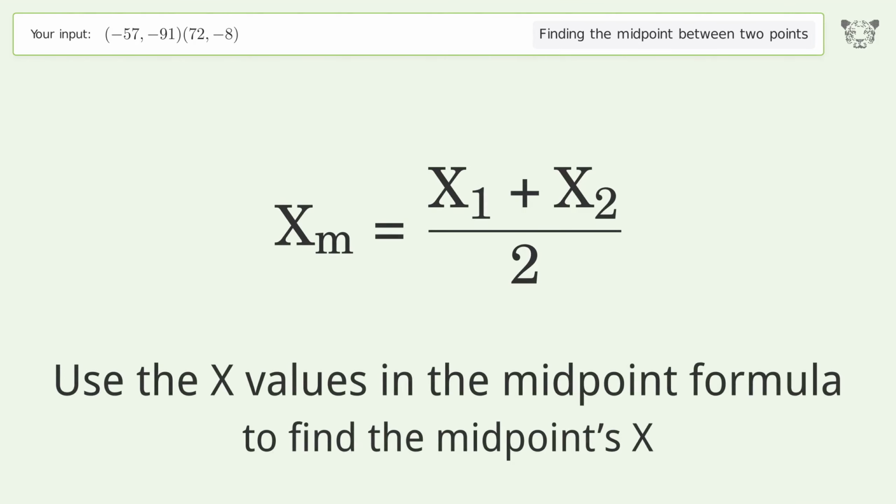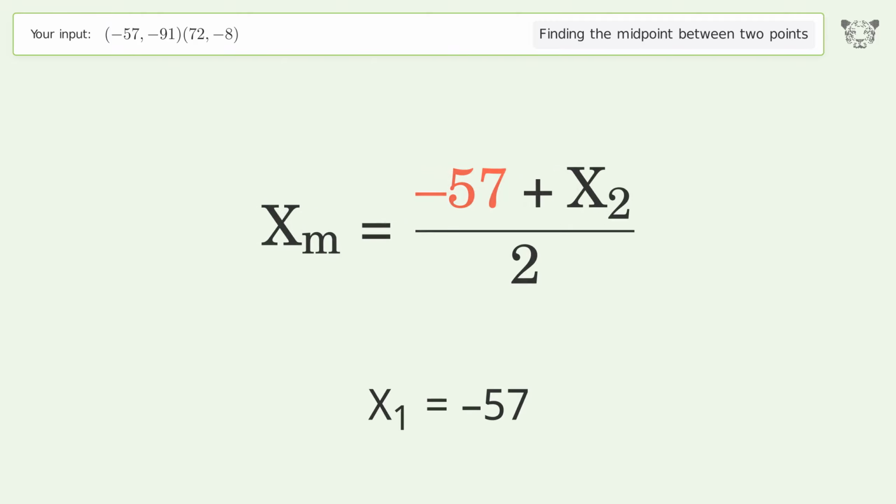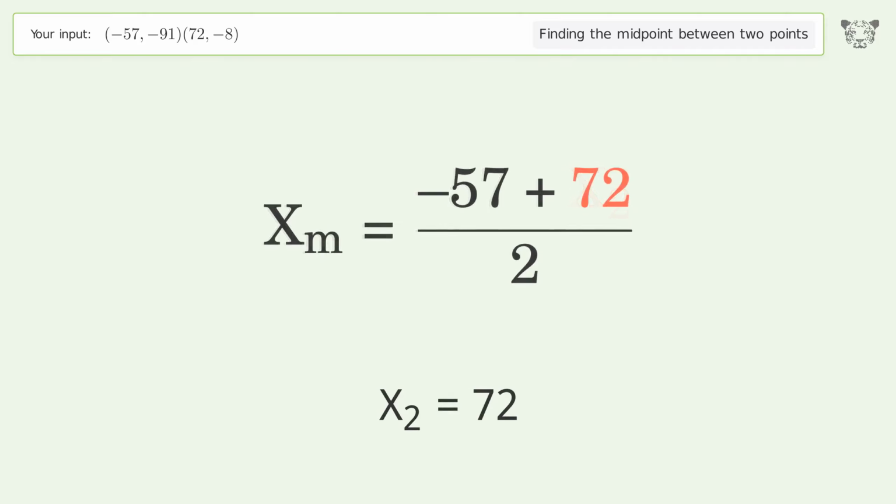Use the x values in the midpoint formula to find the midpoint's x. x1 equals negative 57. x2 equals 72. Simplify the arithmetic.